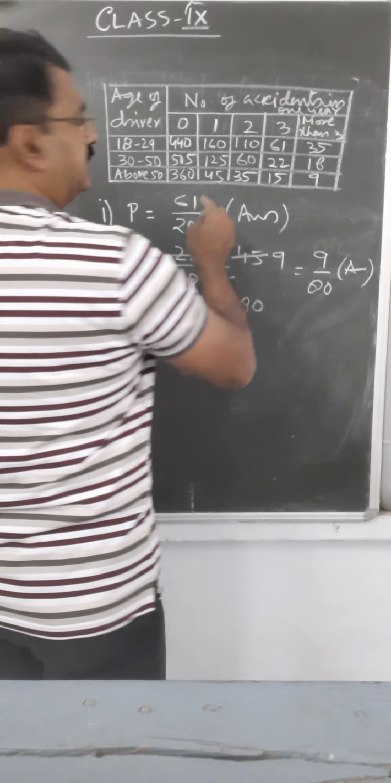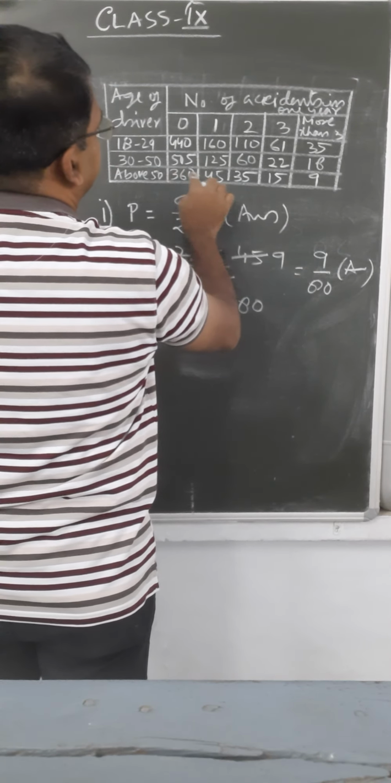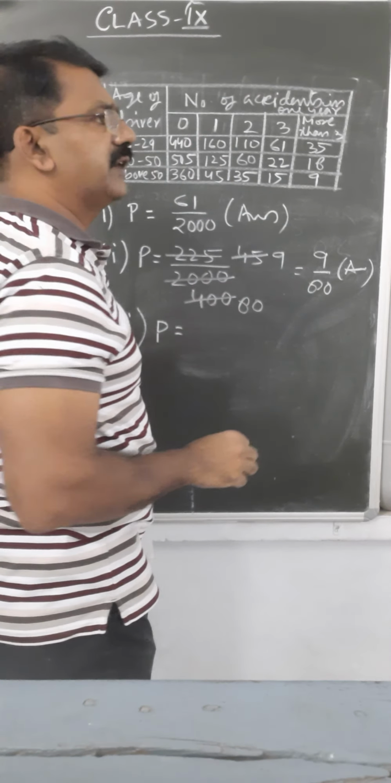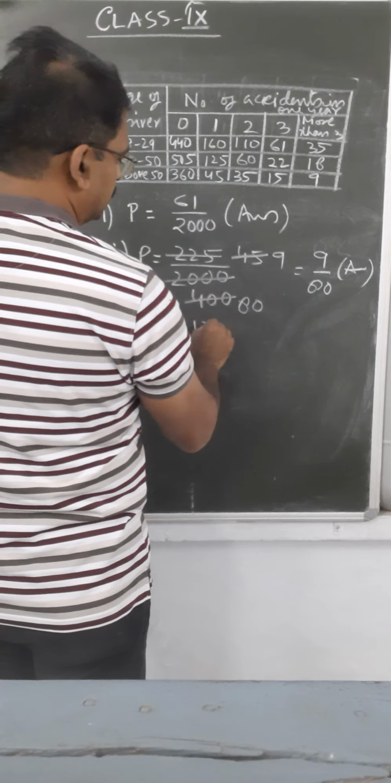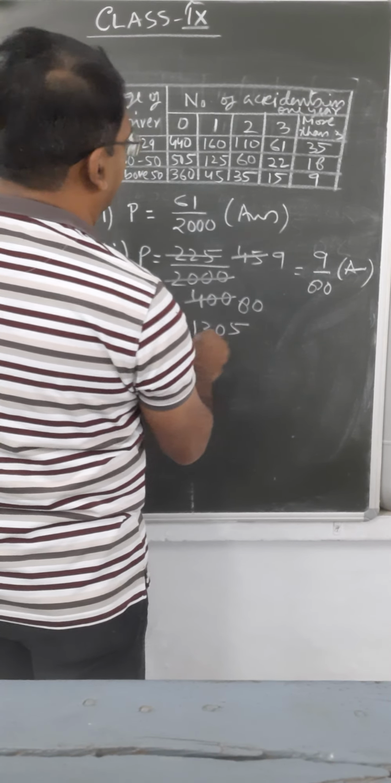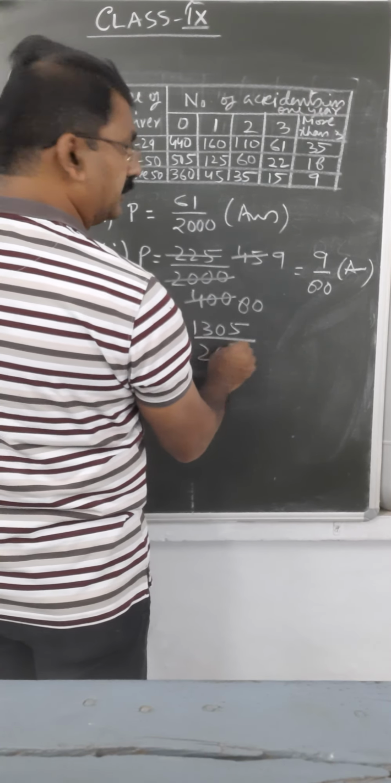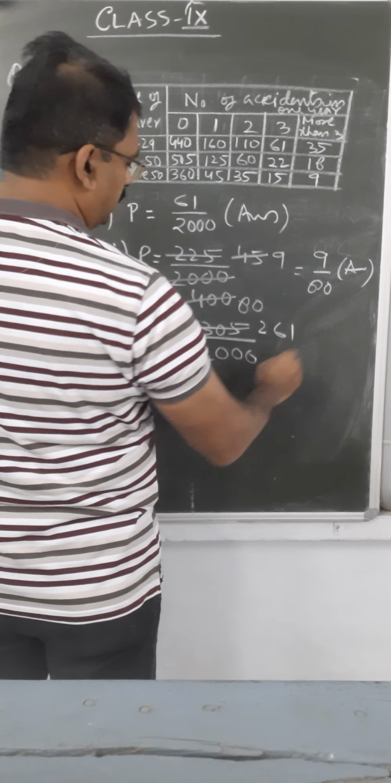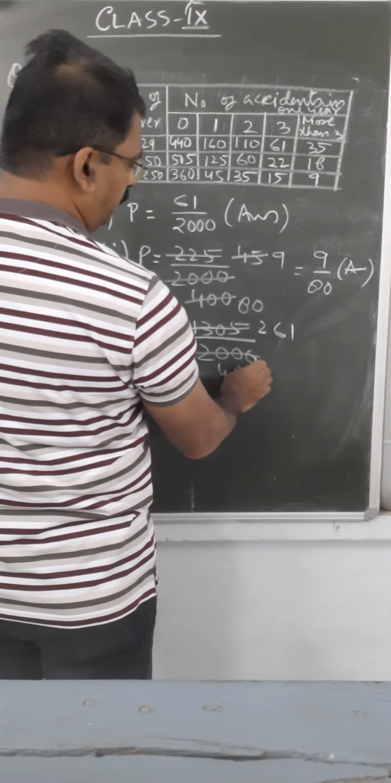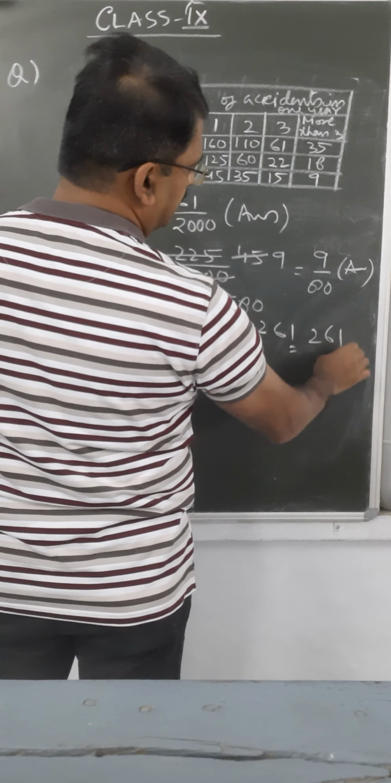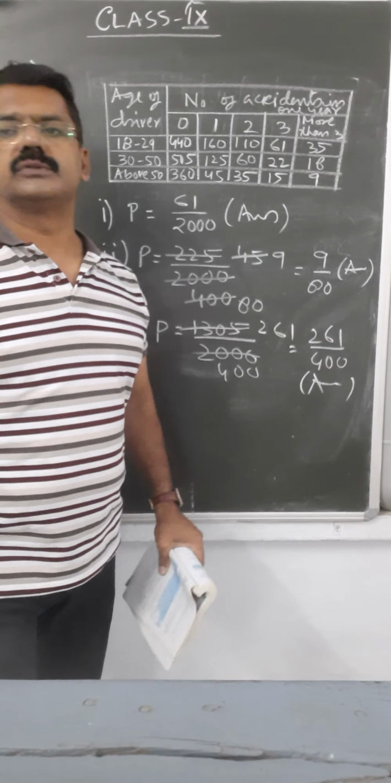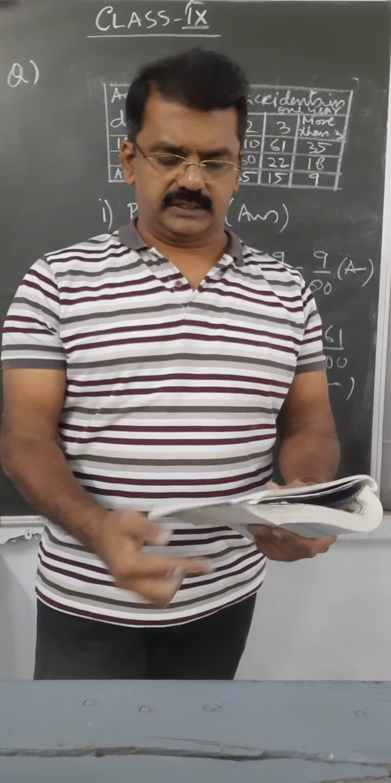I repeat, no accident means 360 plus 440, that is 800. 800 plus 505 is 1305. So favorable outcomes 1305 and the total outcomes will be 2000. You can cancel it by 5. So 261 upon 400 is your answer. Clear? So the probability is 261 upon 400.